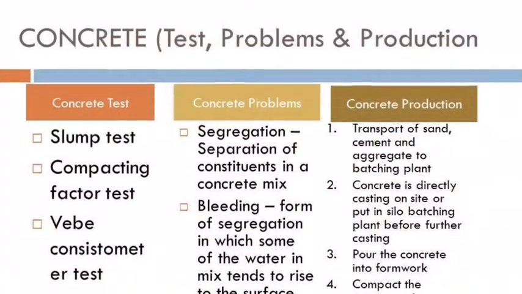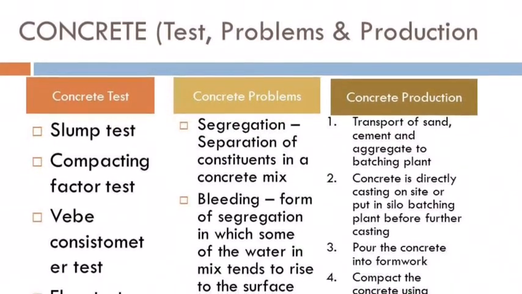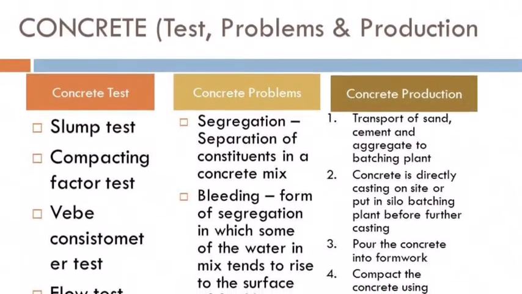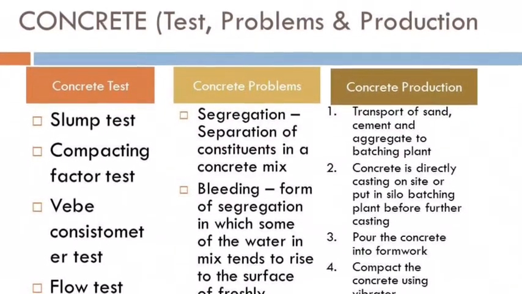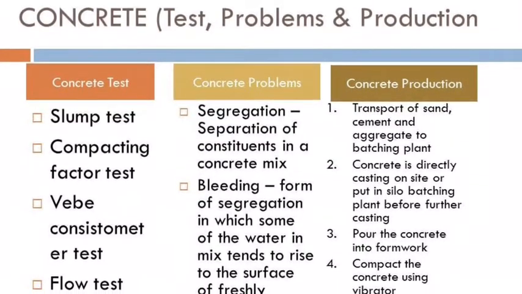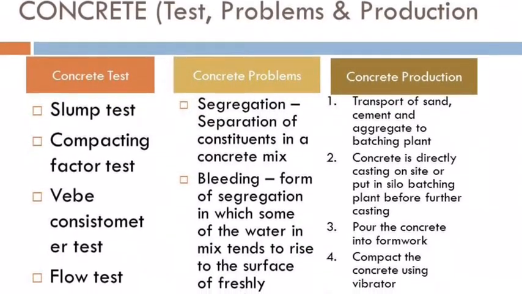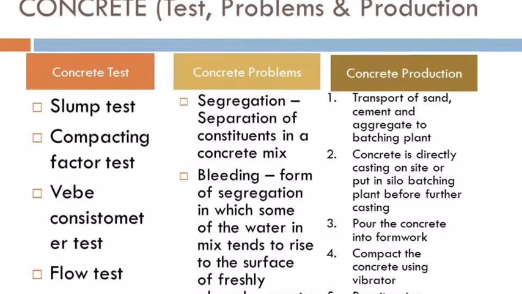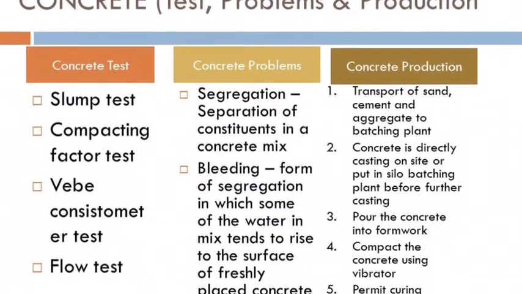My next part of this video focuses on concrete tests, problems, and production. We commonly use slump tests upon arrival of ready-mix concrete. Then there is compacting factor test, Veep consistometer test, and flow test. Concrete problems whereby consist of segregation, which separates the concrete mixture, and bleeding allows the rise of water from the concrete to the surface above the concrete.